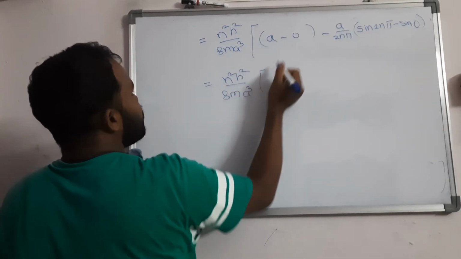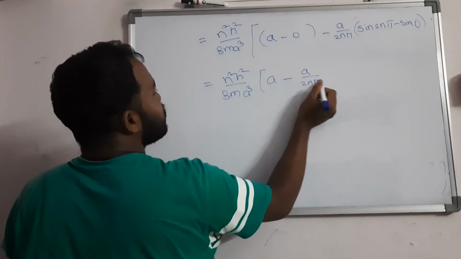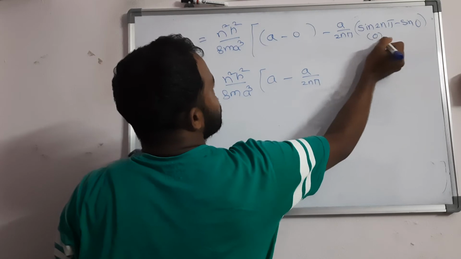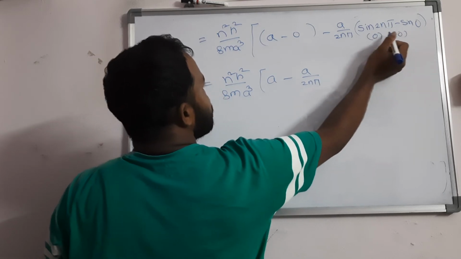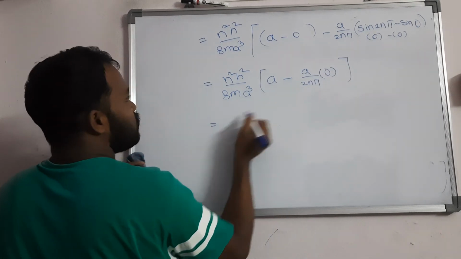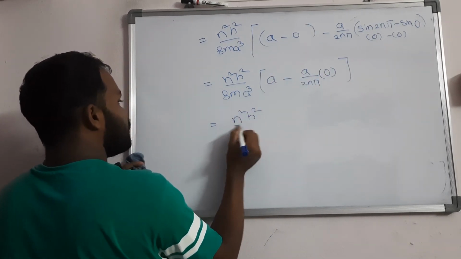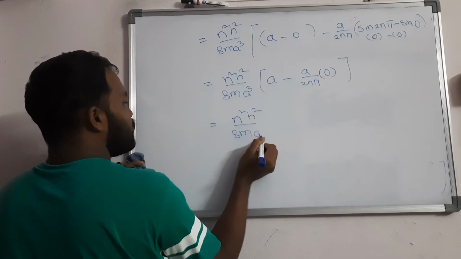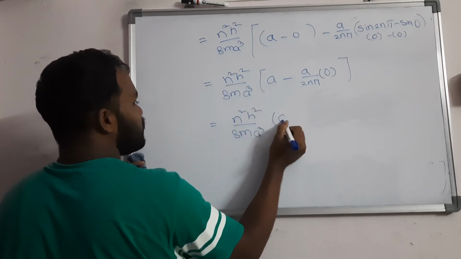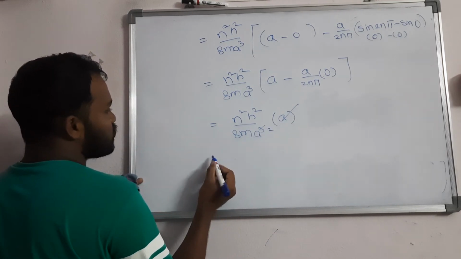So into a minus 0 you will get minus a by 2n pi into sine 2n pi, which is 0, minus sine 0 which is 0. 0 minus 0 is 0, and 0 into something is 0. So this value is 0, and you will get only n square h square by 8 ma cube. You are only left with a; here a and here one a cancel, so you will get only a square.